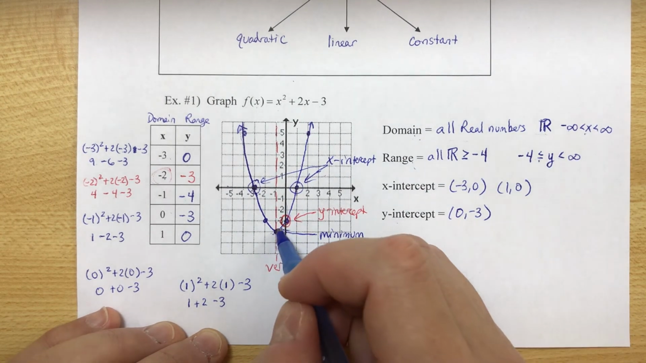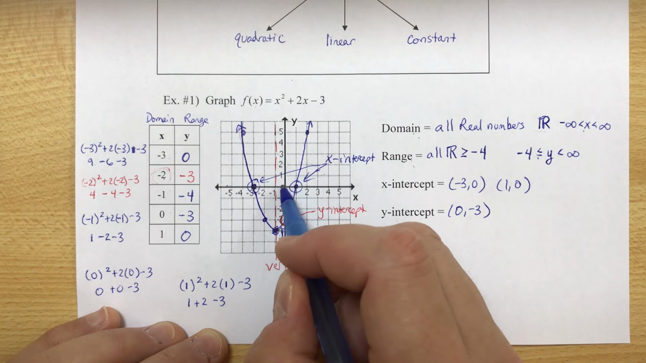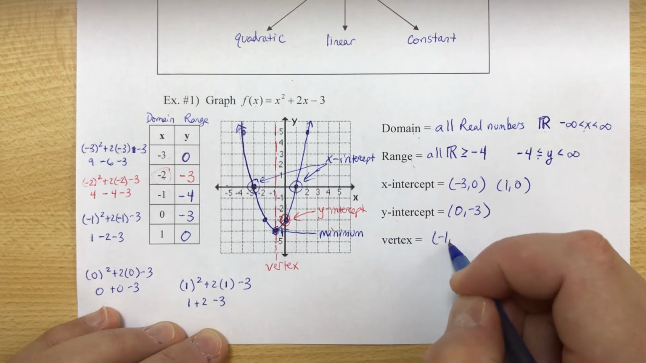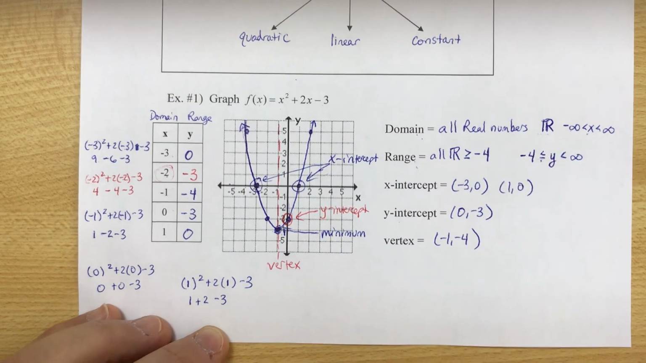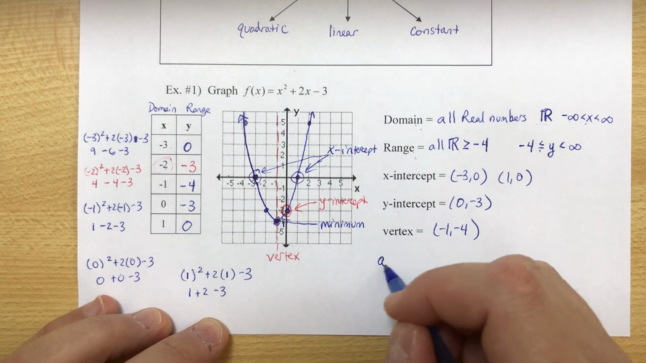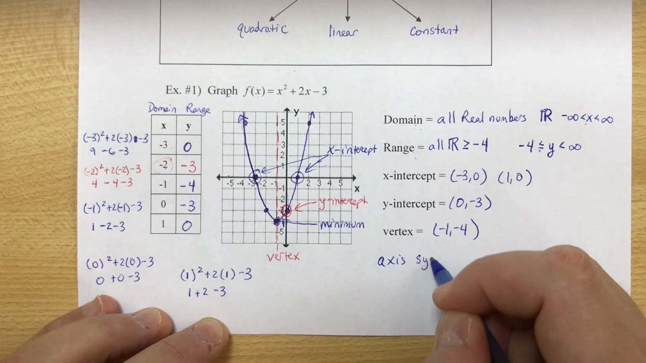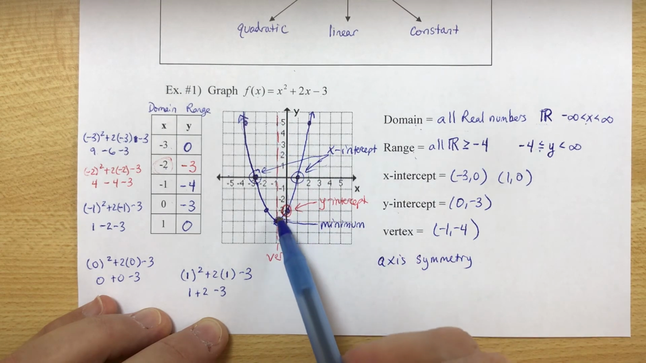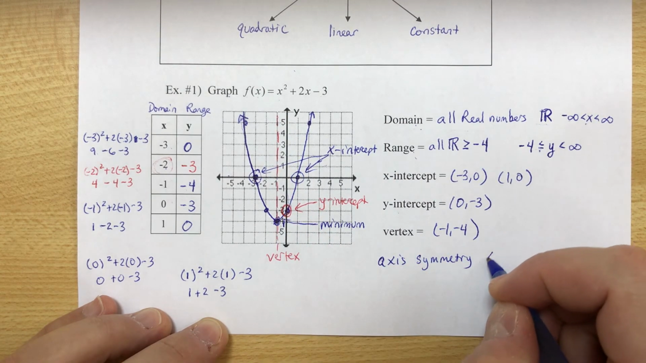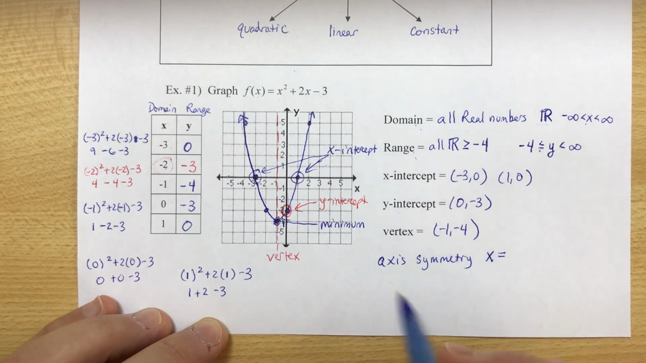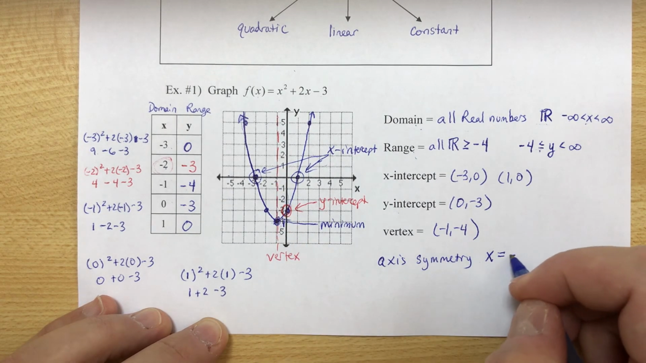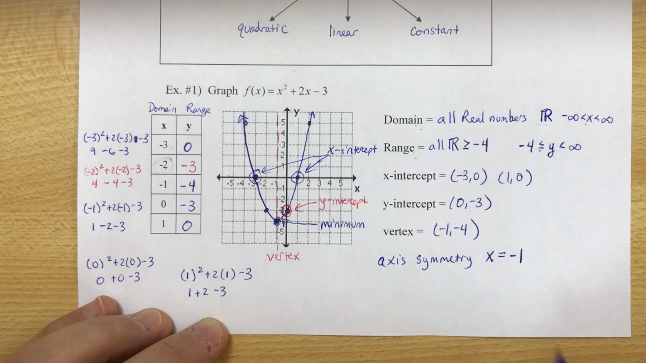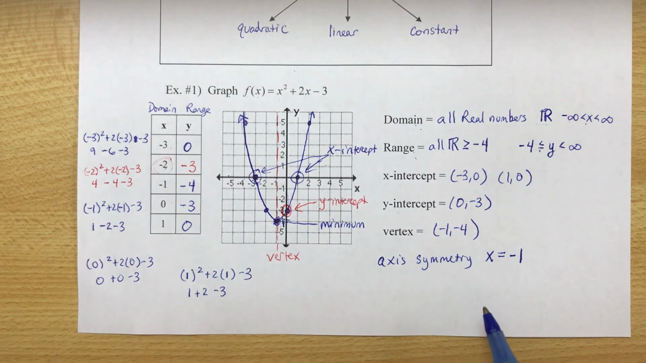And then the vertex is here. That was -1, -4. Now, if we wanted to, we could also say the axis of symmetry, that was the vertical line that goes through the vertex. Now, a vertical line is x equals a number, and that x value is -1. So that would be the equation x equals -1, and that is the end of part 1.